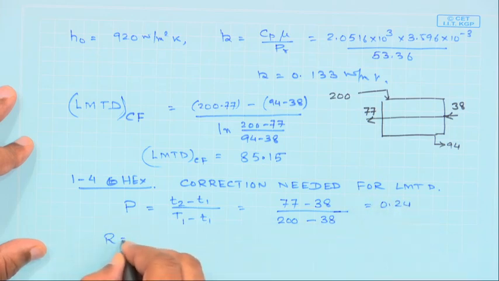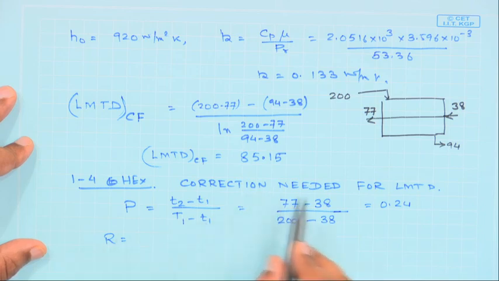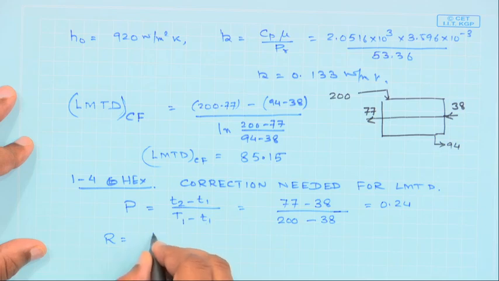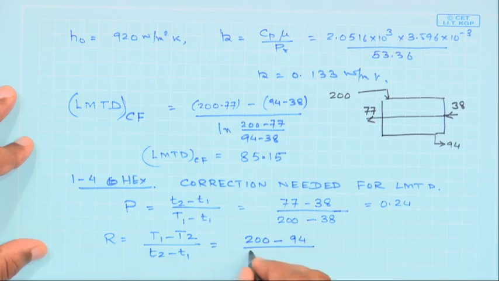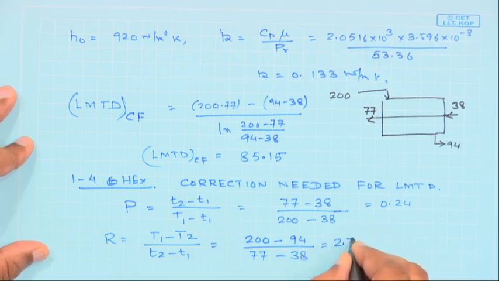Similarly, one can calculate the other parameter in the graph for finding out the correction factor for LMTD. This R is defined as T1 minus T2 by t2 minus t1, which is equal to the entry temperature of the hot fluid minus the exit temperature of the hot fluid, over the exit temperature of the cold fluid minus the entry temperature of the cold fluid. So, when you do that, it is going to be 2.72.